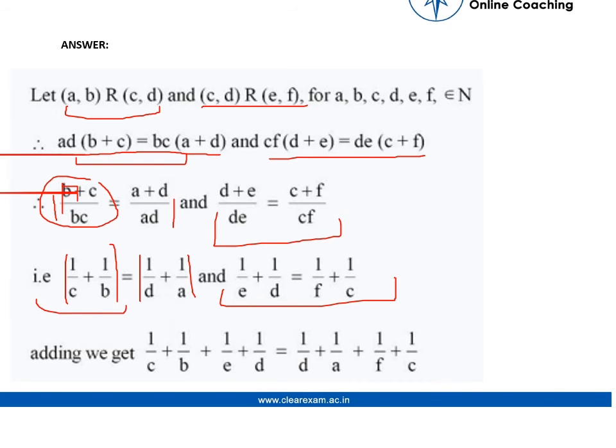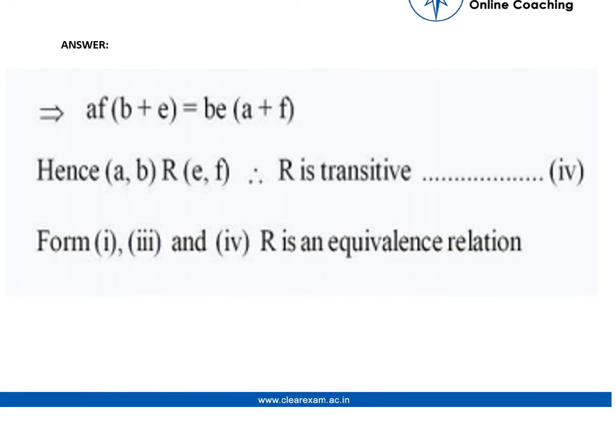So adding the LHS of both the equations, we get 1/c + 1/b + 1/e + 1/d = 1/d + 1/a + 1/f + 1/c. Solving this equation, we get af(b + e) = be(a + f). Therefore, (a, b) is related to (e, f). From this, we can say that R is a transitive relation. Now, since the given relation is transitive, reflexive, and symmetric, hence R is an equivalence relation.